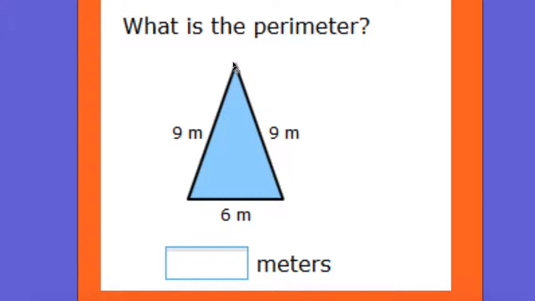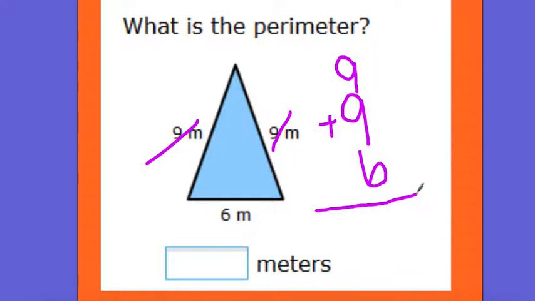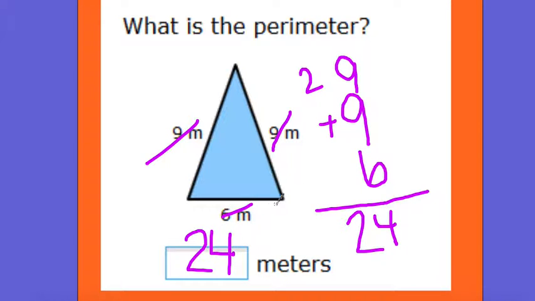Our shape has three sides. 1, 2, 3. So to find the distance around all three sides, all we have to do is add them up. So if I get my pen and I do 9 plus 9 plus 6, and I add them up. 9 plus 9 is 18, plus 6 more is 24. So my perimeter is 24 meters because when I added all three sides, I got 24.